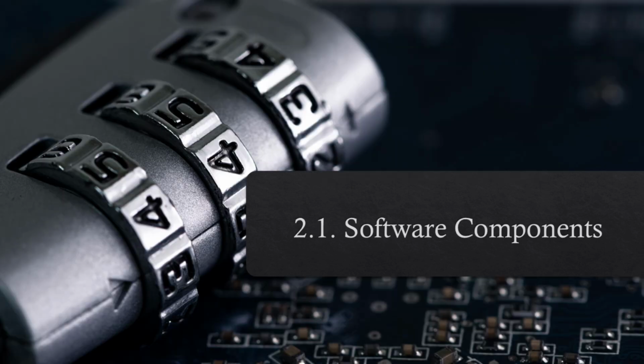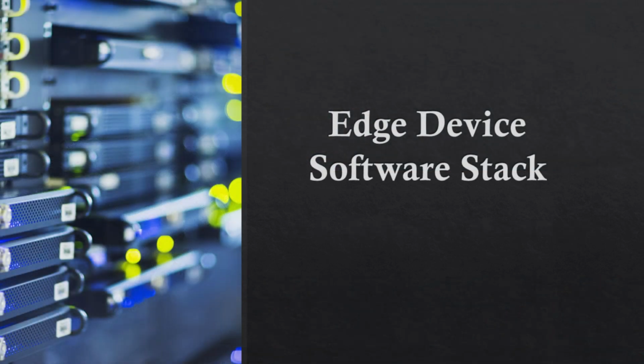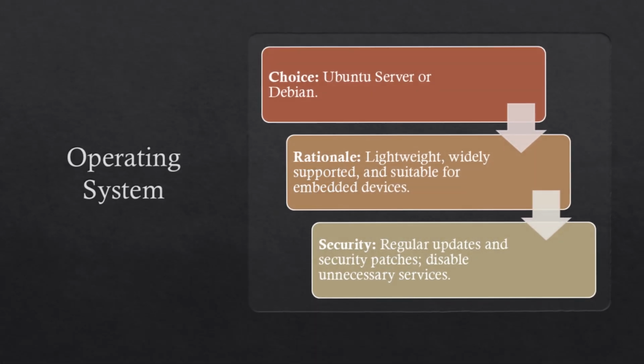We'll explore the operating system and software stack that power both our edge devices and cloud infrastructure. These components are the backbone of our system, enabling efficient data processing, secure communication, and seamless integration between the edge and the cloud. At the core of our edge devices, we've chosen to deploy either Ubuntu Server or Debian as the operating system. These Linux distributions are lightweight and widely supported, making them ideal for embedded devices.